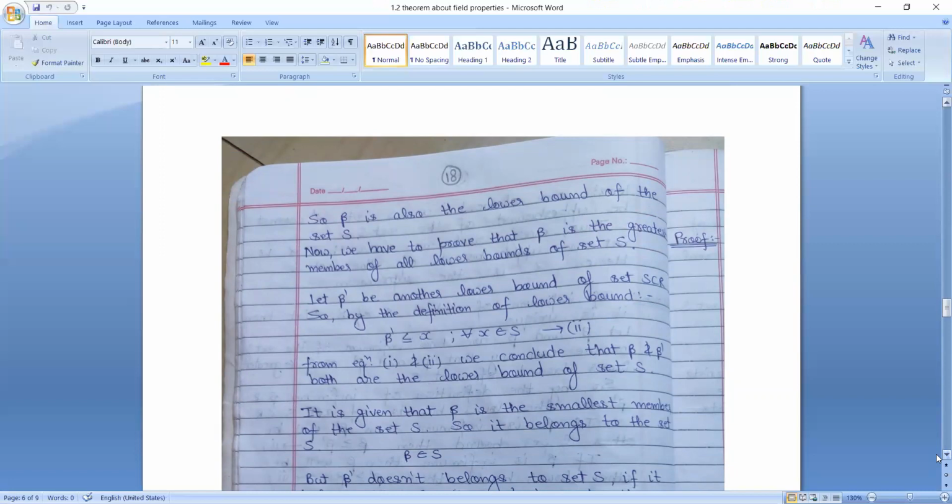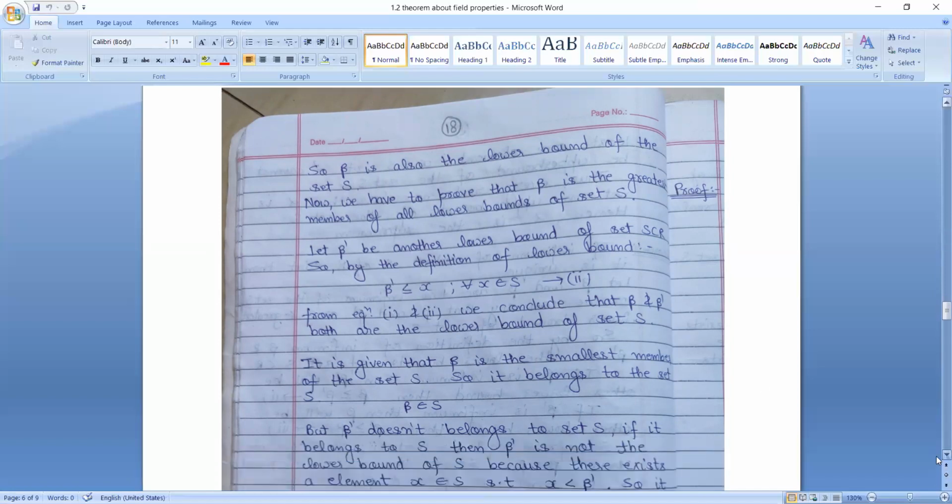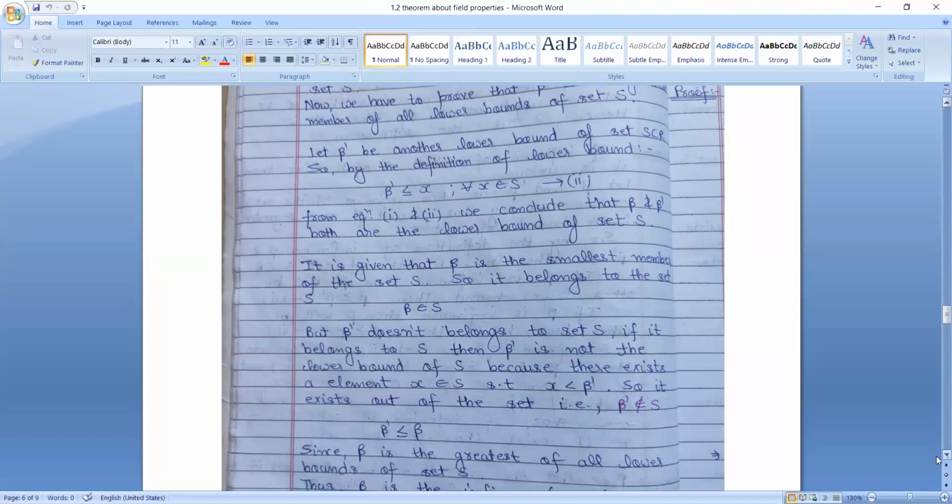Now, we have to prove that beta is the greatest of the lower bounds of set S. Let beta dash be another lower bound of the set S, subset of R. So, by the definition of lower bound, beta dash is less than or equal to x for all x belongs to S. This is equation second. From equations first and second, we conclude that beta is not equal to beta dash. Beta and beta dash both are lower bounds of set S. It is given that beta is the smallest member of the set S, so it belongs to the set S.